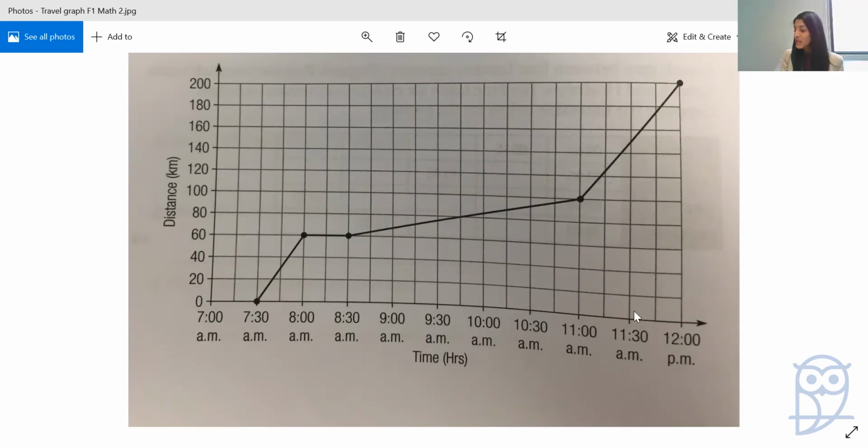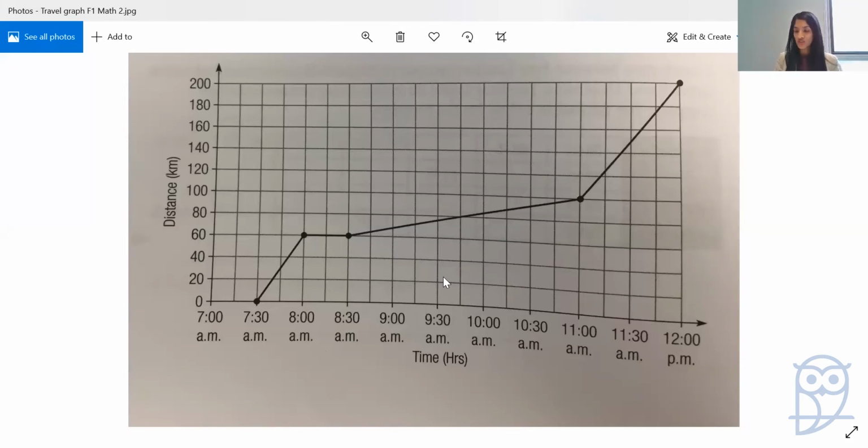The next question says, what time did they stop for breakfast? Now, when did they make their first stop? They made their first stop at 8 a.m., because if you look here, this is where they stopped for the first time. The next question says, how long did they stop for breakfast? Can you see the period between when they stopped and when they started again? So how long did they stop? They stopped for 30 minutes.